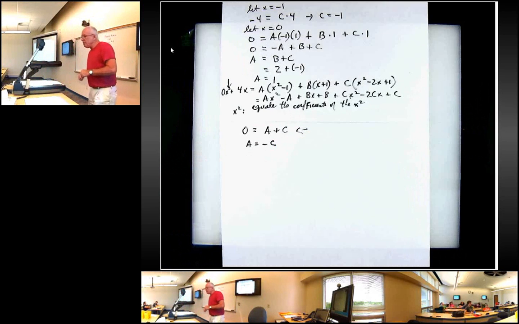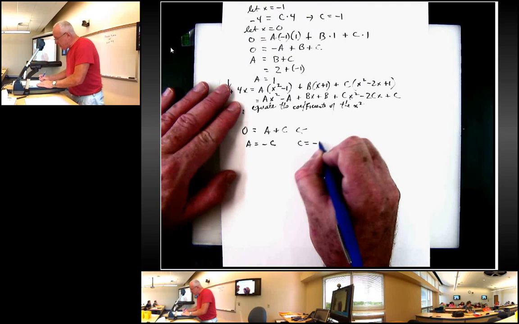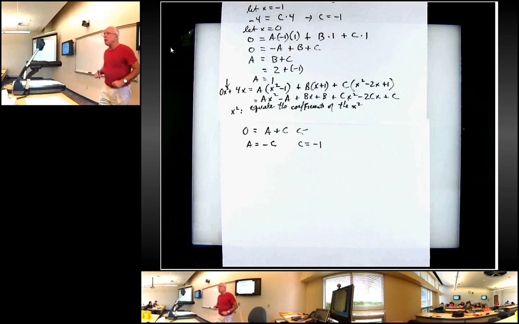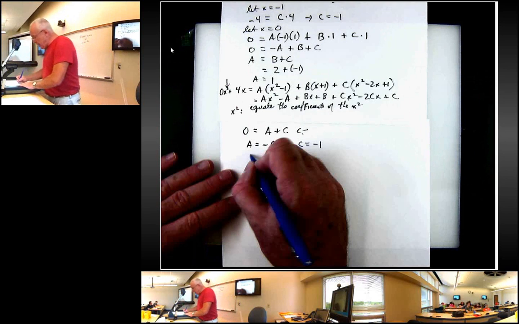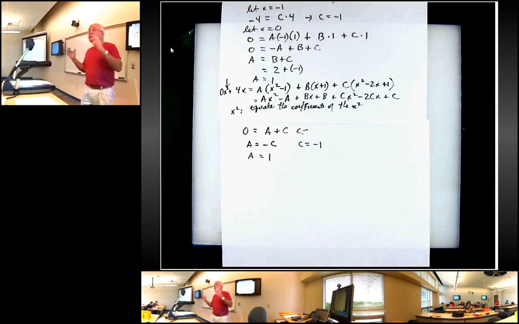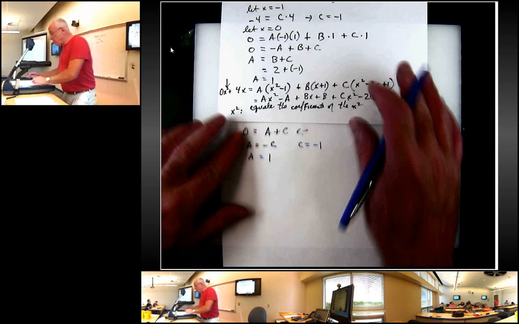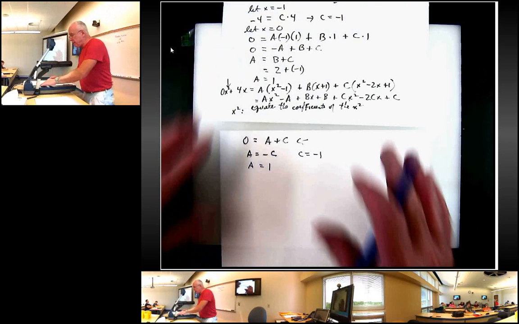Now, let's see, I think we already found c. Remember, c is equal to negative 1. We found that up above. So therefore, a is the opposite, so therefore a is equal to 1. It's another way to do it, all right? So now we have our 3 values.